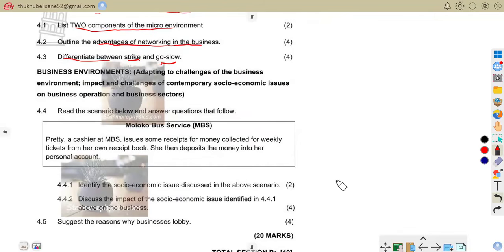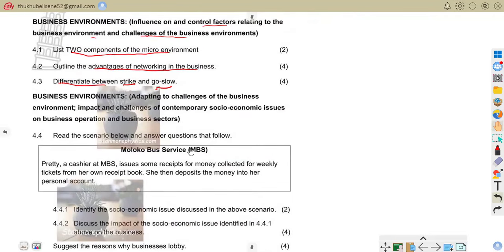Question 4.3, adapting to challenges in business environments, we've already done it. That was the difference between strike and go slow. So now we have to come to 4.4. Read the scenario below and answer the questions that follow.